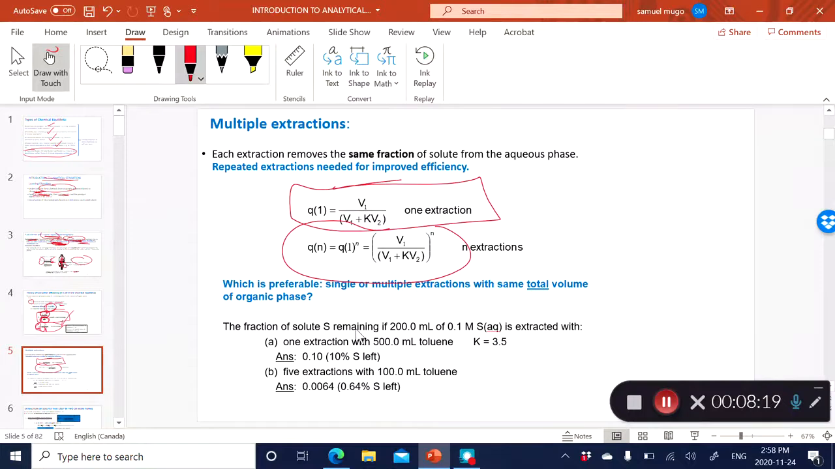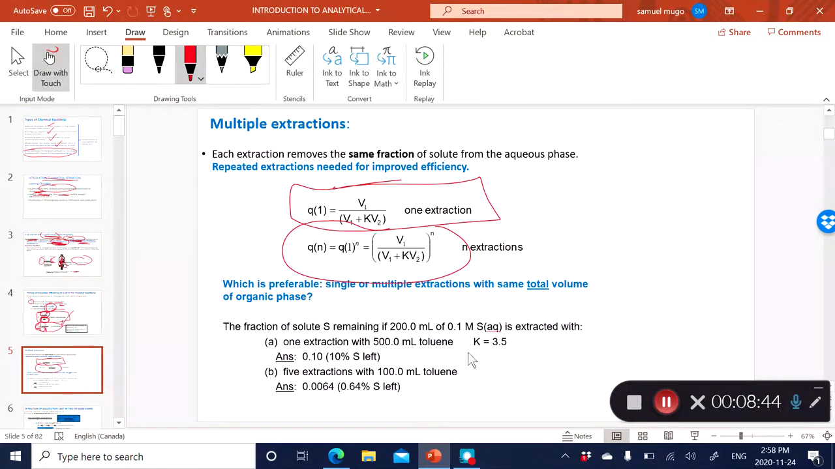So which is preferable then? Look at this problem here. Is it better to do one single extraction with the same volume of the organic phase, or is it better to actually do multiple extractions with small volumes of the organic phase that eventually equate to the total volume, in this case, when you're doing a single extraction?